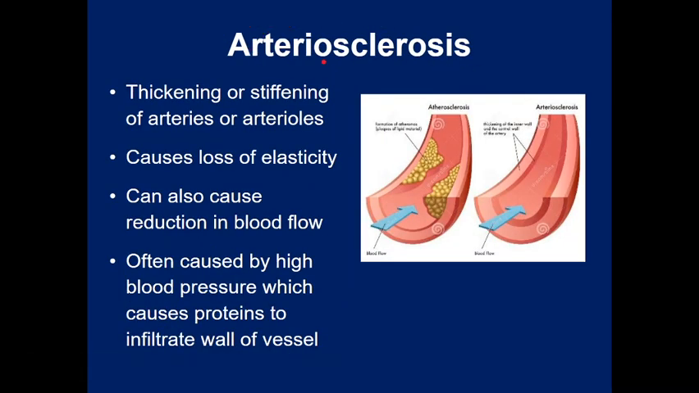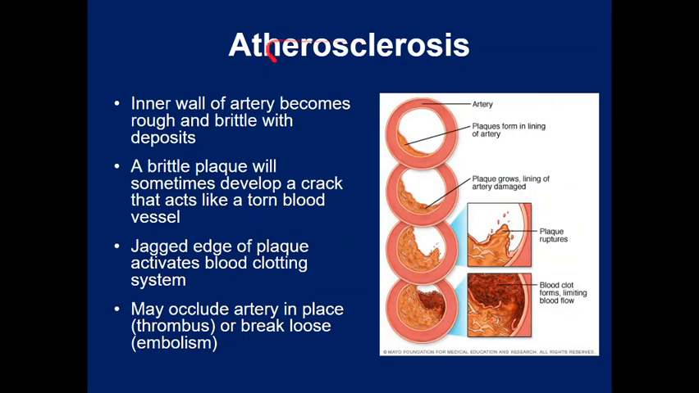Another process that occurs is called arteriosclerosis. This is also from high blood pressure, diabetes, and cholesterol problems. But this just means the arteries are stiffened. So athero and arterio occur together. If you have a stiffened artery, it is less expansile to accommodate blood flow. All right, so this is caused by high blood pressure leading to infiltrated proteins and gunk in the vessel wall. This is also a process of aging. So here's another example of a cross-section of atherosclerosis.